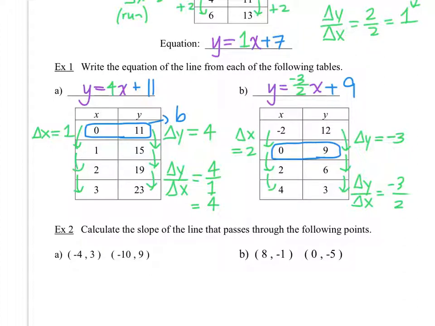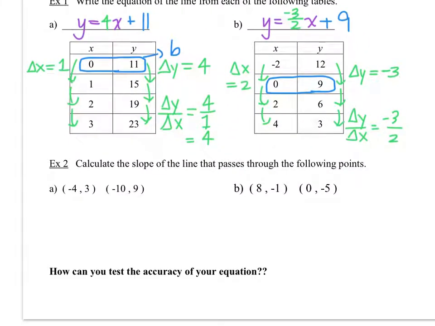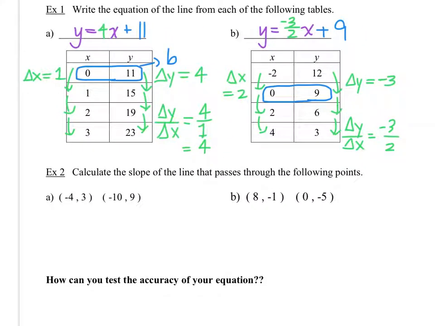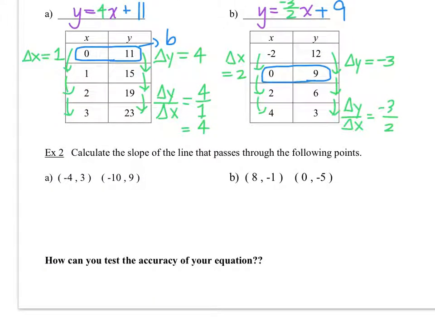And so now I'm going to ask you to skip to the bottom of the notes to answer the question based off of these two examples. And if you look down there, it says, how can you test the accuracy of your equations? How do we know that y equals 4x plus 11 really does work? And if you remember from the notes that we did just yesterday, I asked you guys to plug in some ordered pairs to see that they work when you test them out. And so I'd like to do the same thing here.